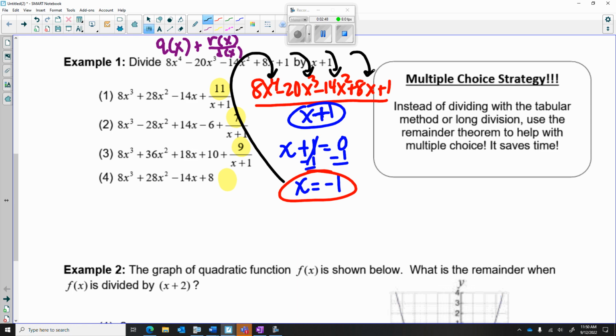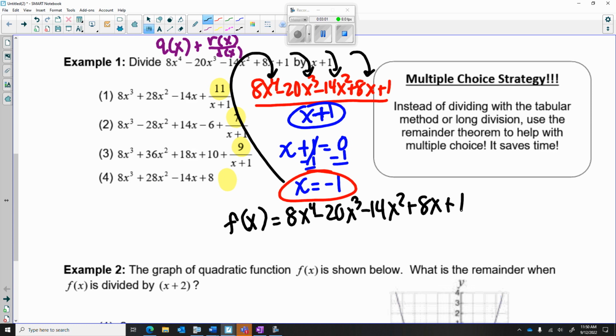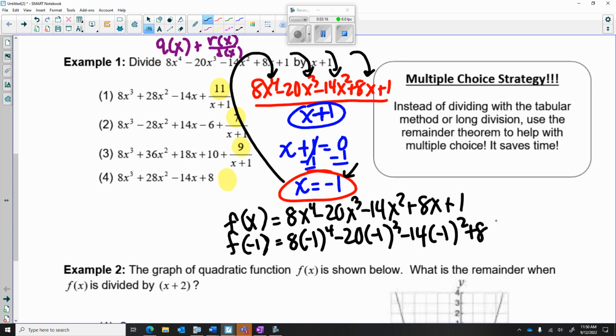Basically, if this were a function, which I would call f of x, and the function was 8x to the fourth minus 20x to the third minus 14x squared, and so on, I would plug in the value that I just got, negative 1. So I'd do 8 times negative 1 to the fourth, minus 20 times negative 1 to the third, minus 14 times negative 1 squared, plus 8 times negative 1, plus 1. Whatever I obtain when I plug that whole thing in is going to be the remainder. It's going to be a nice shortcut.